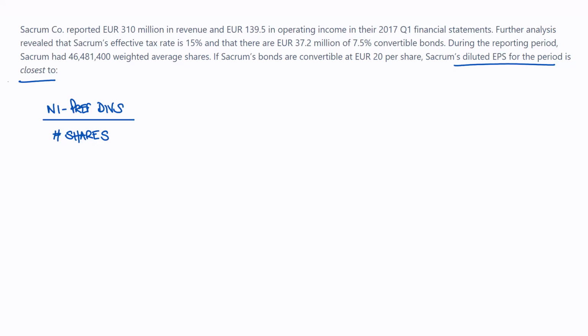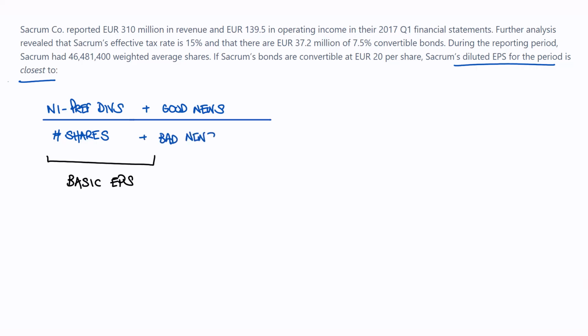Here, what we're interested in is adjusting for convertible debt. So what do we have? That formula I've given you is your basic. That's basic EPS. To adjust and get diluted, all we ever need to do is on the top, add in the good news. That's going to be your savings. And on the bottom, add in the bad news. That'll be the shares that you have to issue.